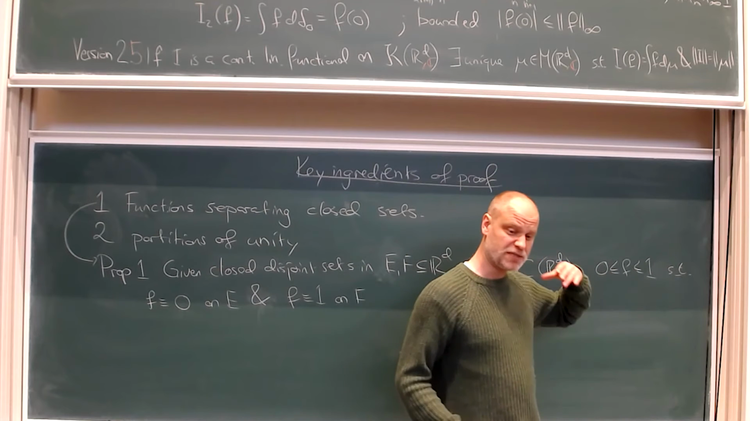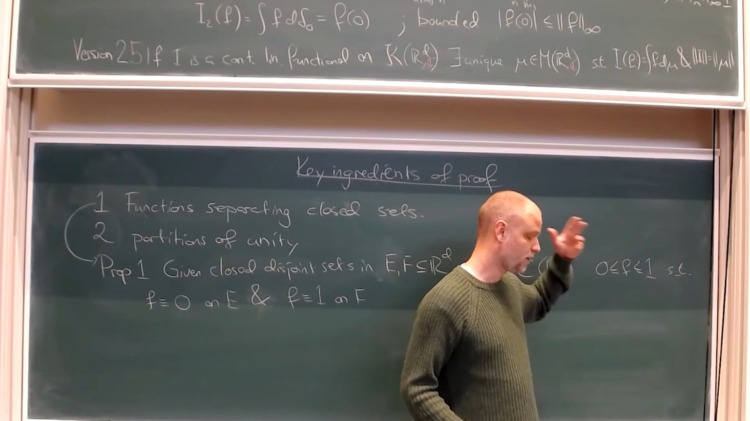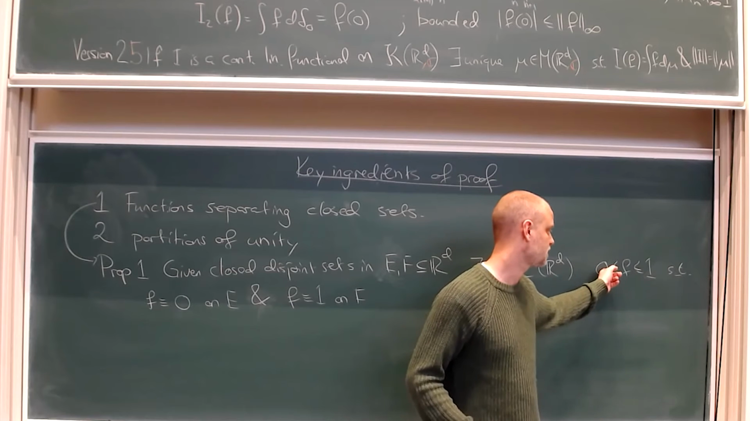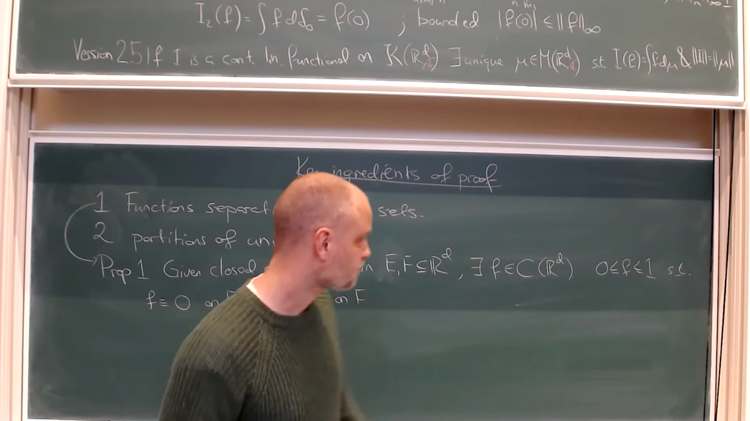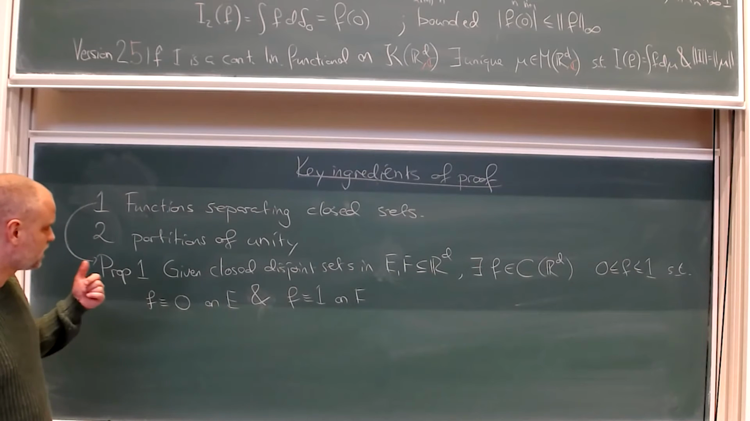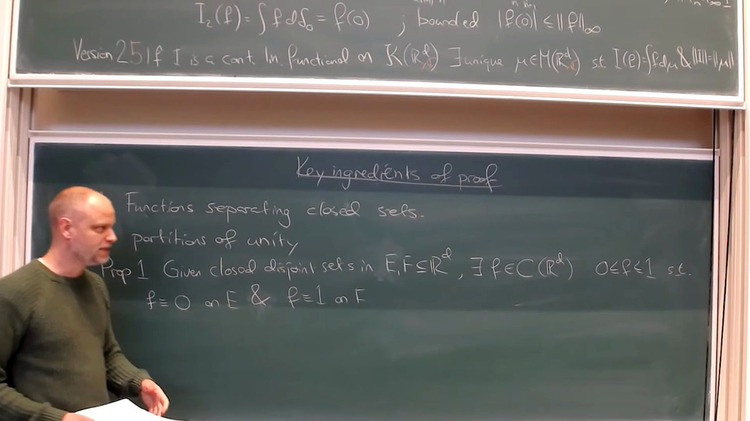0 less than f means as a function, right? So for all variable values x, f of x is bigger than or equal to 0, less than or equal to 1. All right, and what does this function do? It's identically equal to 0 on the set E.